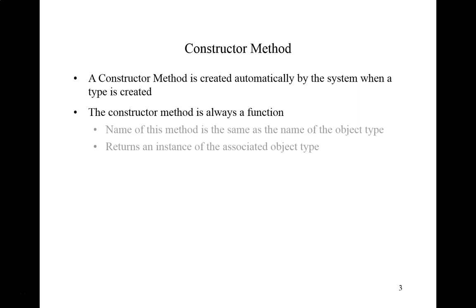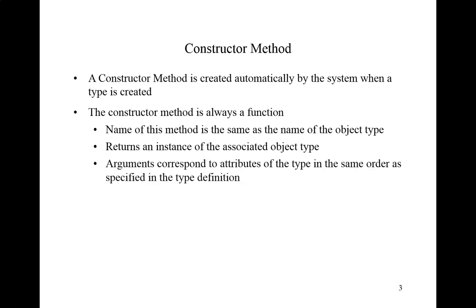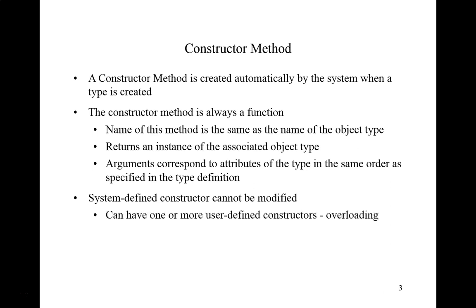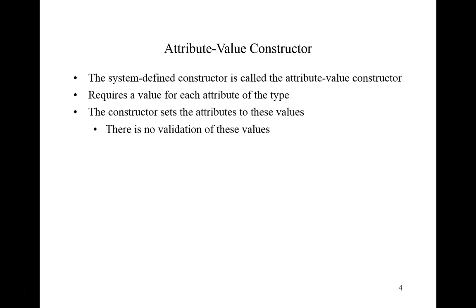The name of this method is the same as the name of the object type, and this method returns an instance of the associated object type. The arguments to this function correspond to the attributes of the type in the same order as they are specified within the type definition. The system-defined constructor cannot be modified. Now, we can have one or more user-defined constructors, exploiting this concept of overloading. To achieve overloading, the parameters must differ in order, number, or data type.